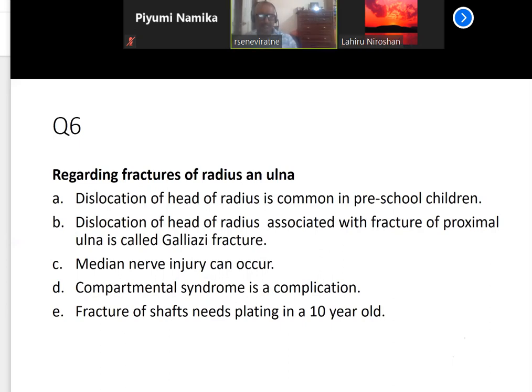For this fracture, the name is Monteggia. So Monteggia, you can remember the mnemonic called MUGR, M-U-G-R. If you sound it like that, mugger, right? So Monteggia, ulnar fracture, and Galeazzi is radial fracture, right? So median nerve injury can occur.